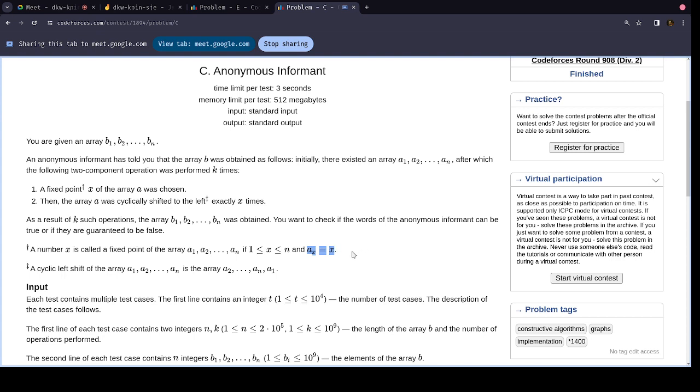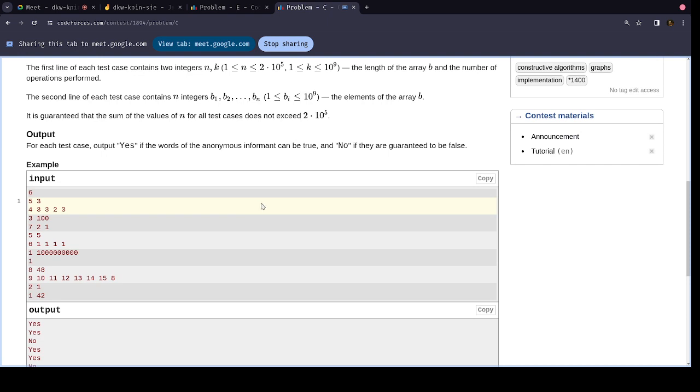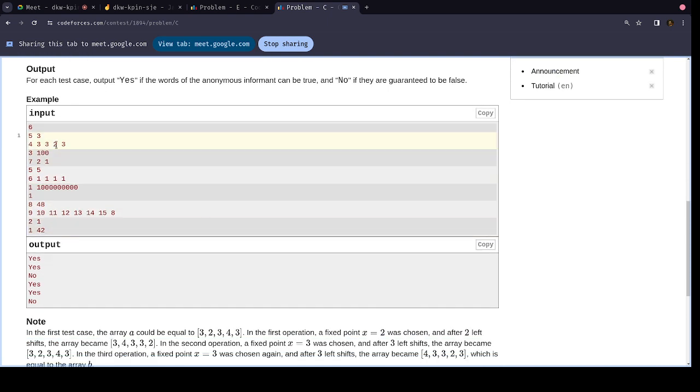Okay. One-based indexing here. Right. And the array was left shifted that many times. So after k such operations, the array B was obtained. So you have to verify, does A exist such that after k operations this B was obtained? Right. So they have given a few examples.